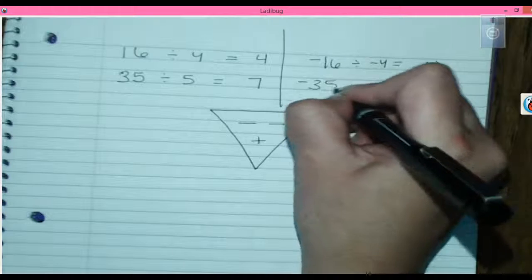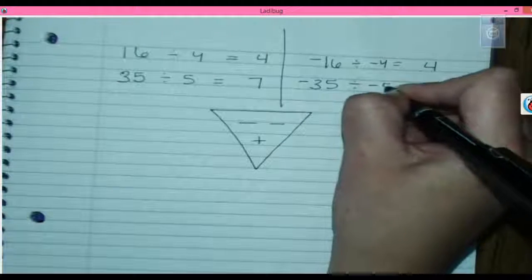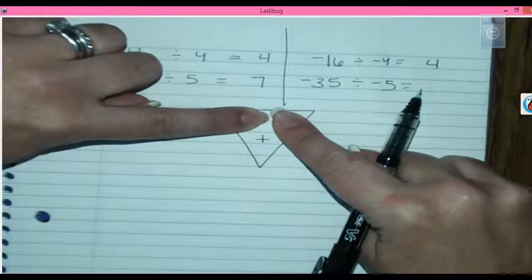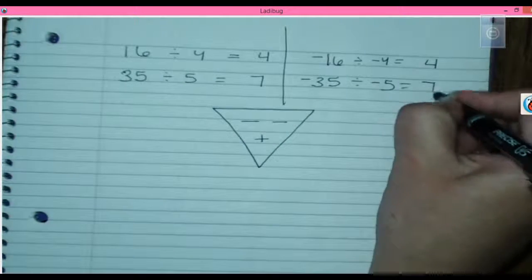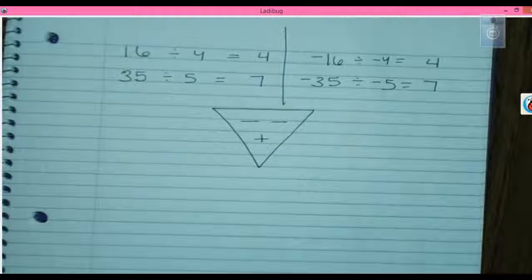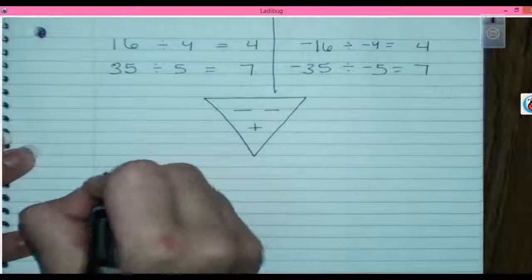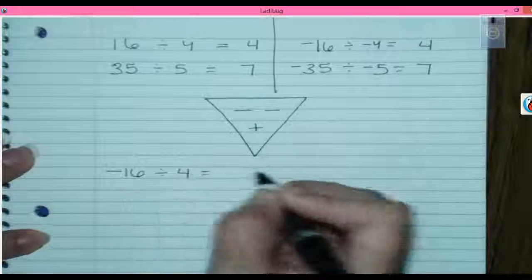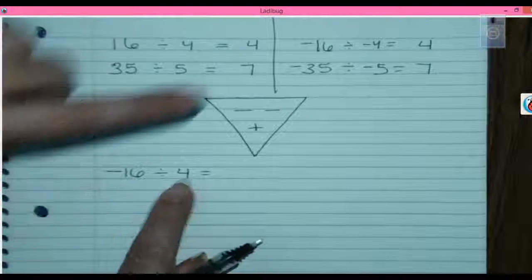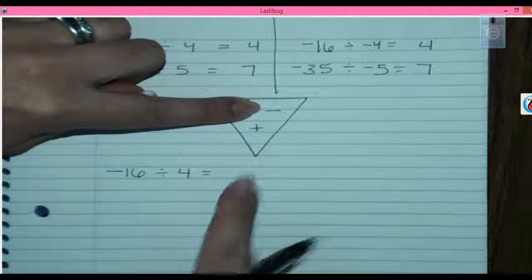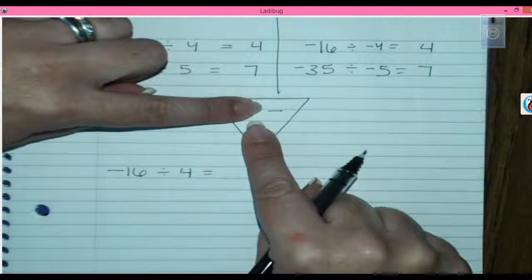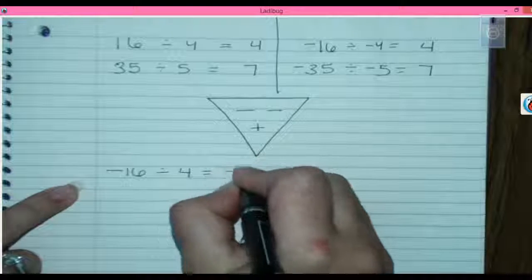Negative 35 divided by negative 5. Again, a negative divided by a negative. Our answer would be positive 7. If we are dividing negative 16 divided by 4, in this case we have a negative and we have a positive. Cover the minus, we cover the plus. That tells us that our answer will be negative 4.